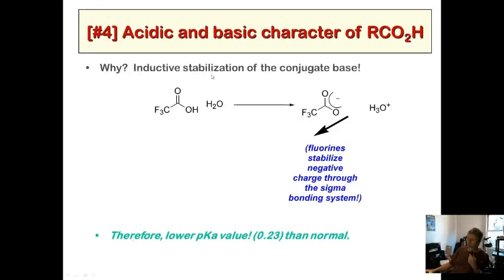Okay. And so why do we have this effect? We just mentioned it. Inductive stabilization of the conjugate base. So it's not really a resonance thing, it's an induction thing. And so TFA reacts with water. Water takes the proton, you make the conjugate base. And the carbon and the three fluorines, they stabilize the negative charge through the sigma bonding system. So you could draw little delta negatives on the fluorines, and that is delocalizing the negative charge through the molecule onto the fluorines, and that's a stabilizing interaction. And you get a lower pKa value. This becomes more stable. It's induction.